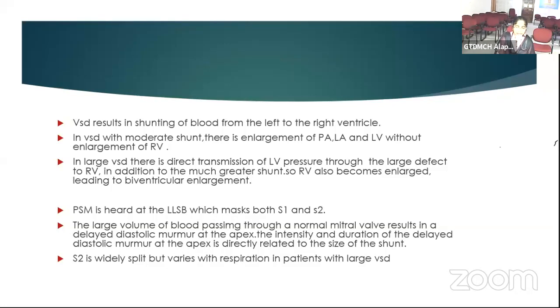In VST, the shunting of blood from the LV to the RV begins early in systole. So the murmur also begins early, masking S1.